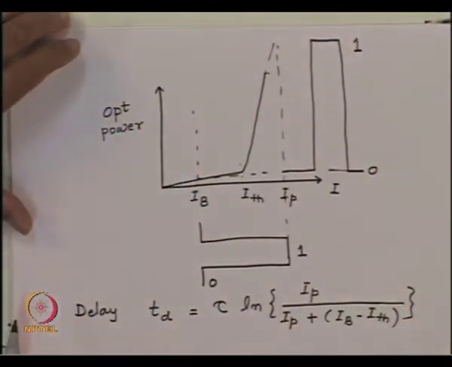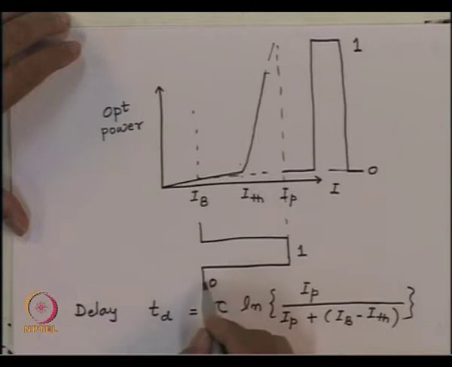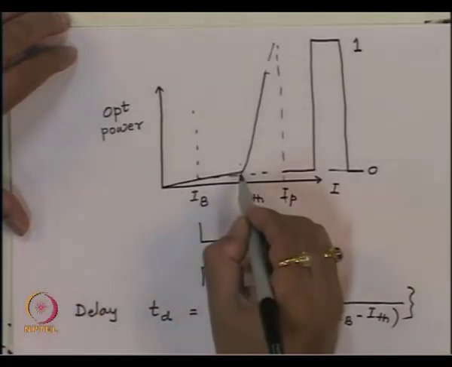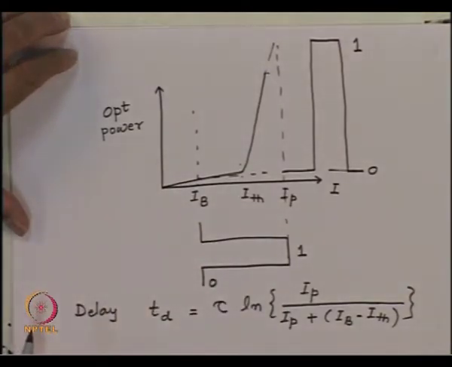So, ideally what should happen if you want to have this delay very, very small is that we should bias the device at the threshold current. So, the 0 level of digital should not correspond to the current which is 0, but it should correspond to a level which is I threshold. Then and then only you will get a switching time which will be very, very small. In this case, it will be 0.